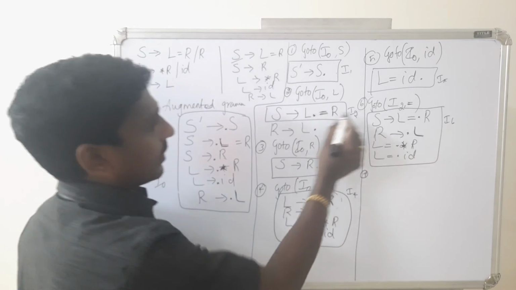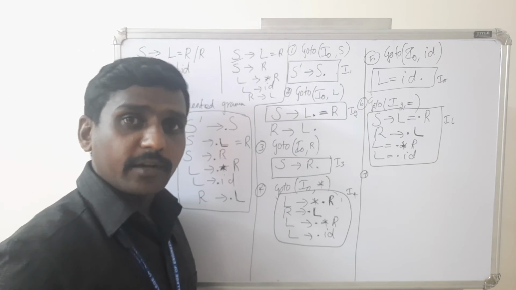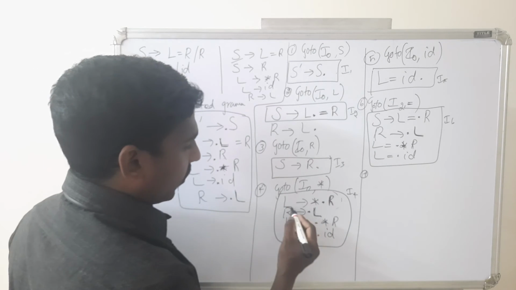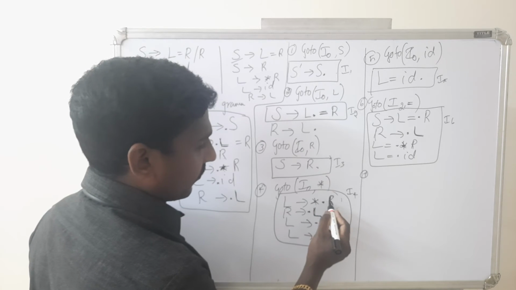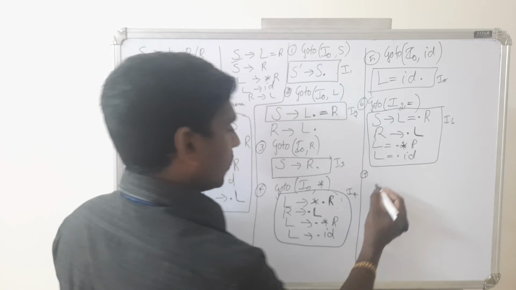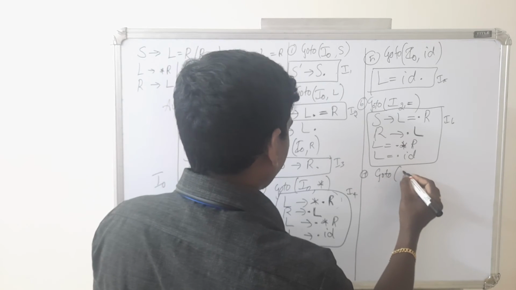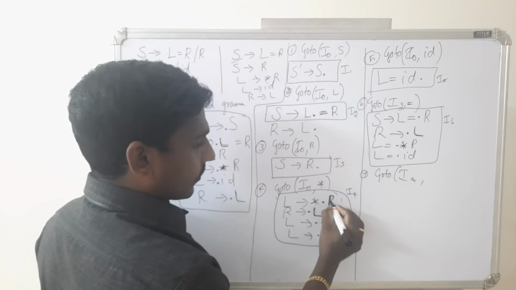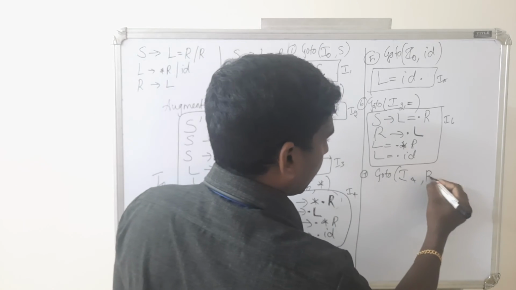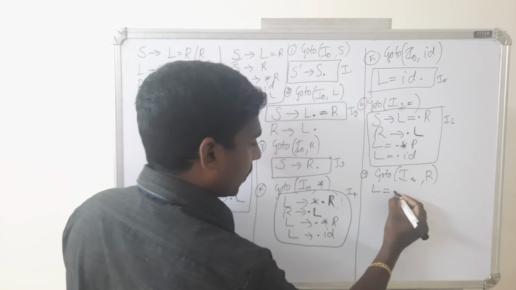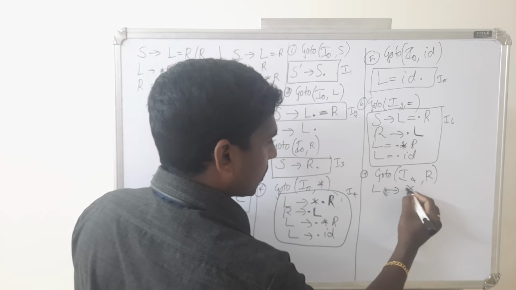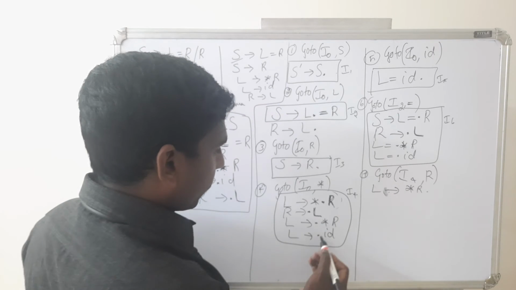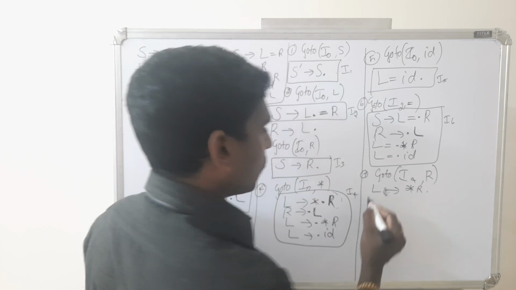So I2 is over, then I3. Whether I want to move the dot in I3? No. The dot is already present at the last. Then I4. I have to write L tends to star dot R, the dot is present near R. So goto of I4 comma R. Since the dot is present near R, I will write it like L tends to star R dot. Again, whether R is there? No, star R dot. So that is over.